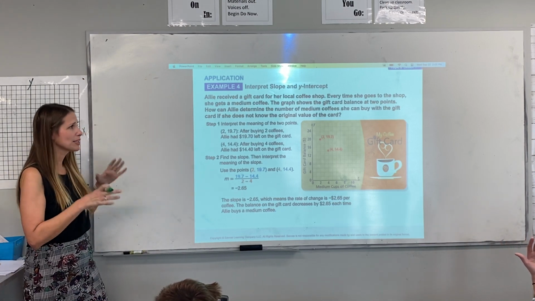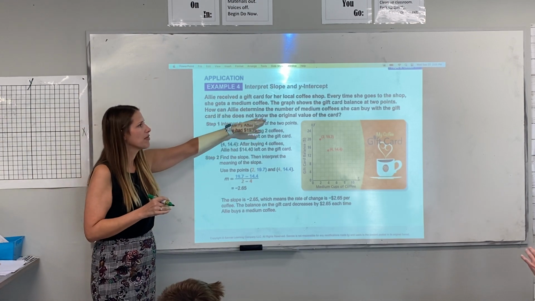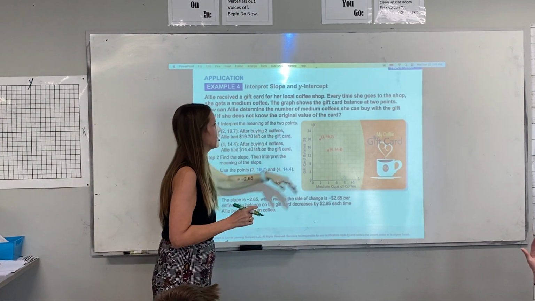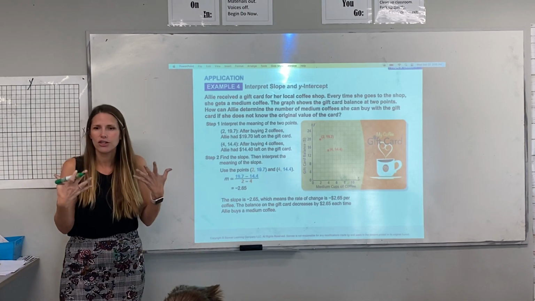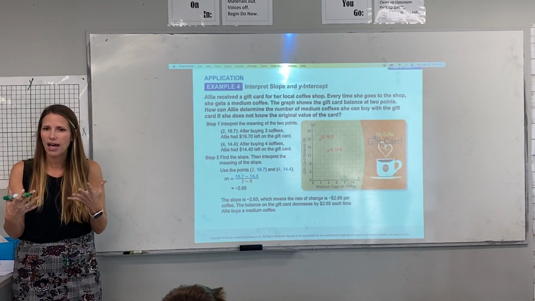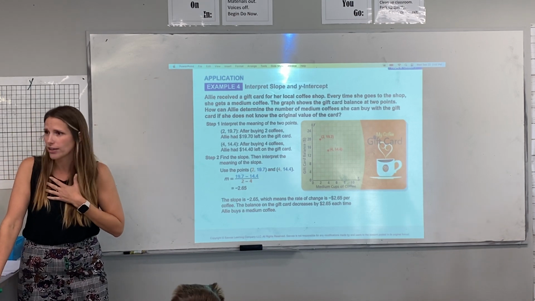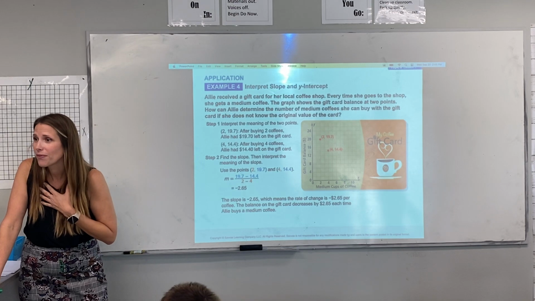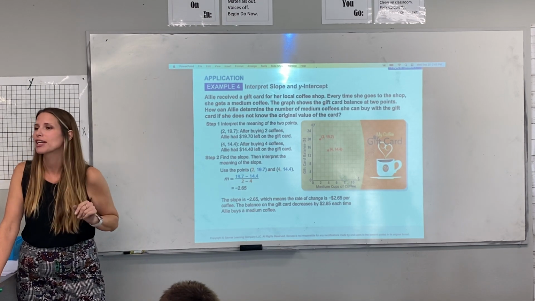Okay, so the question asks, how can Allie determine the number of medium coffees she can buy with the gift card if she doesn't know the original value? Do you know the answer? Because I don't even know if I know it yet. Normally, there's supposed to be a number on the back, and that would be so helpful, but let's just say there isn't.